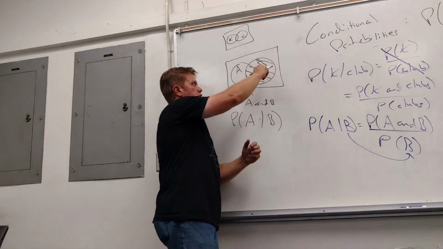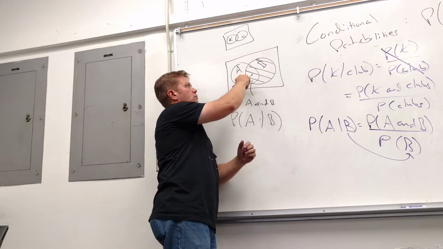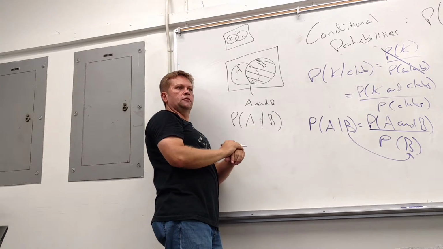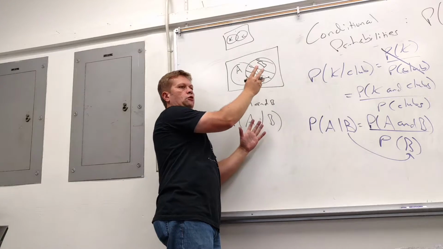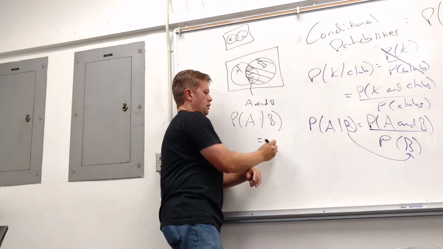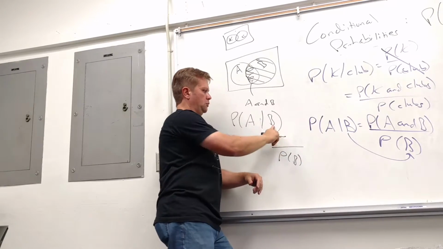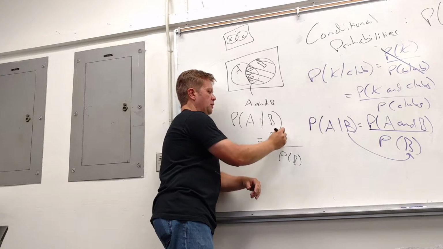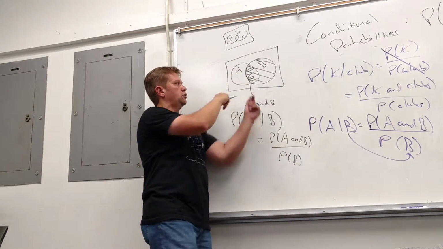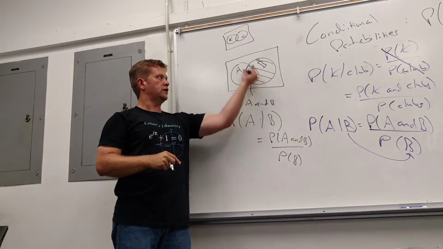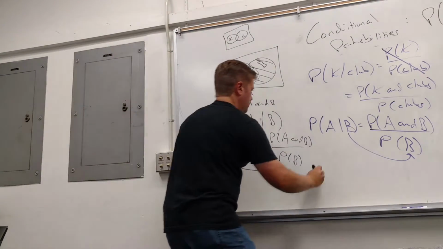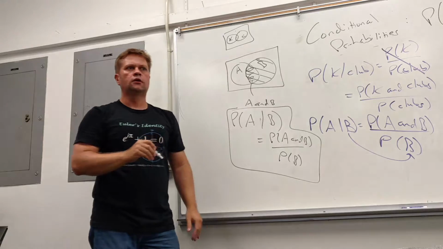So I know it was B. How could it be A? Well, it couldn't be this one, could it? The only ones that would actually still work for A would be the ones that are in here. So on the bottom is going to be what it could be. And on the top is going to be everything that matches what I'm looking for. I had to throw all the others out, so the only way it could be A is if it was the A that was in B, the A and B piece. This is our first little official formula.